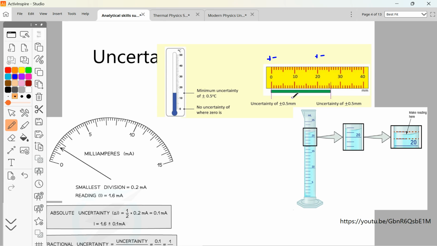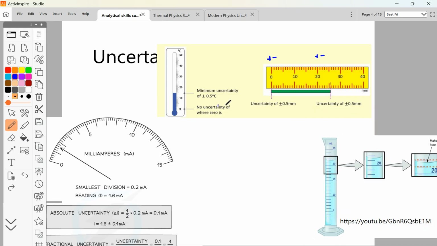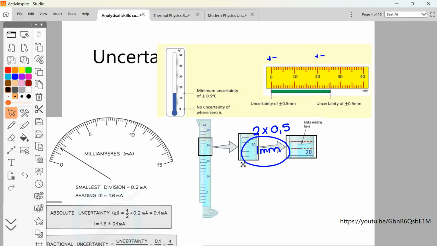But then that uncertainty is on both sides. So you need to add it on both sides, which means that you're going to have 2 times the 0.5, which becomes 1 millimeter. So you'll see when there's a double measurement where you're measuring from both sides, actually the uncertainty becomes the smallest reading.